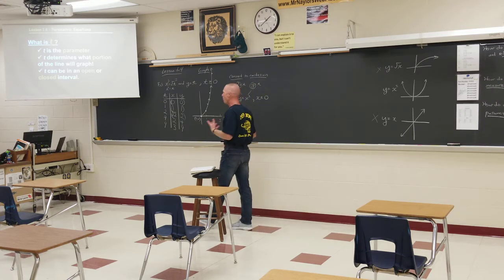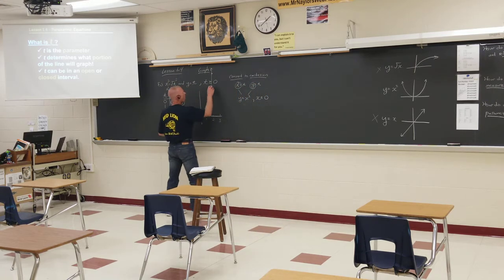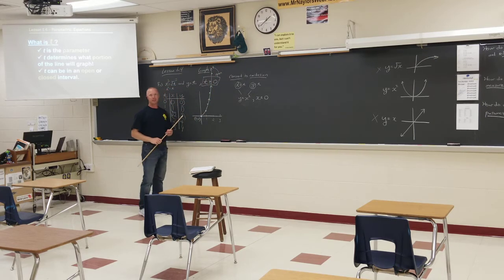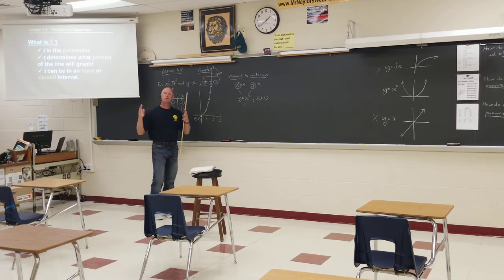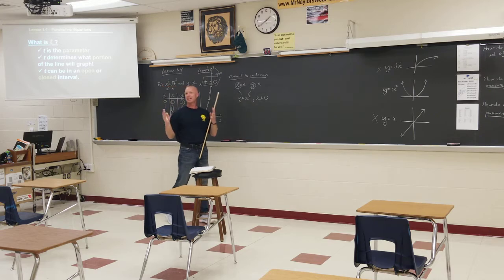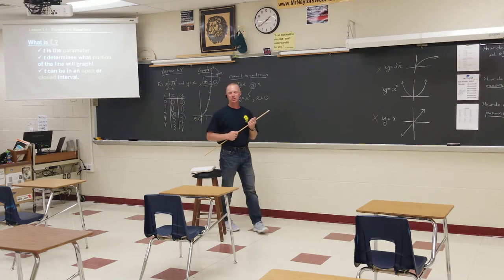Now, T can be an open or closed interval. This is an open interval. It's an open interval because it keeps going in one direction. It basically goes to infinity. A closed interval would be if I'm between 2 points. And I could definitely have that situation also.